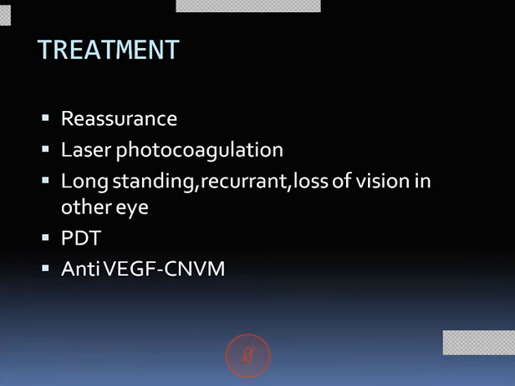So in most of the cases, we see spontaneous regression of this detachment. Spontaneous regression is seen in 3 to 6 months following the occurrence of the disease. So we need to reassure the patient, and we need to wait for 3 to 6 months for spontaneous recovery.